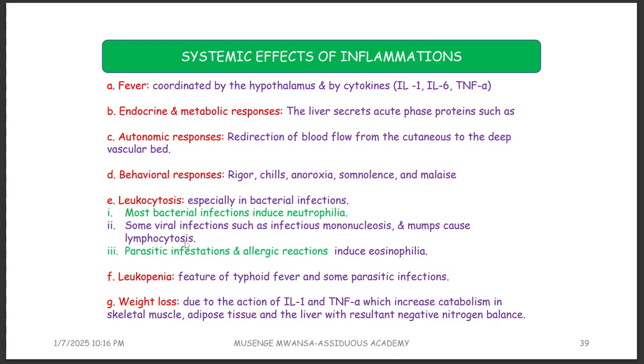The reduction of these, you are going to call penia, like neutropenia, that is low. In parasitic infections and allergic reactions, what you are going to see being high is eosinophils. Leukopenia can also happen, where you have reduced white blood cells, for example in typhoid fever and some parasitic infections. Weight loss can also happen because of the interleukins that are produced. Please make sure that you know the systemic effects. An essay can come on the systemic effects of inflammation, 10 marks.